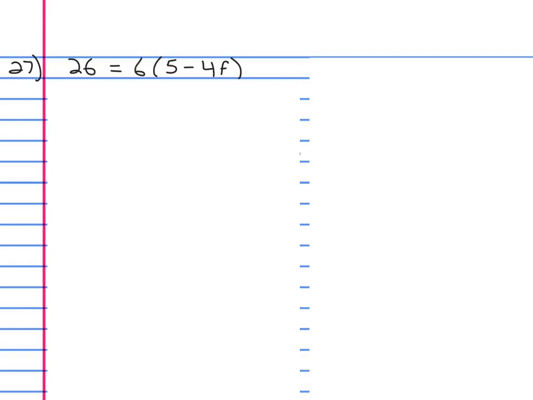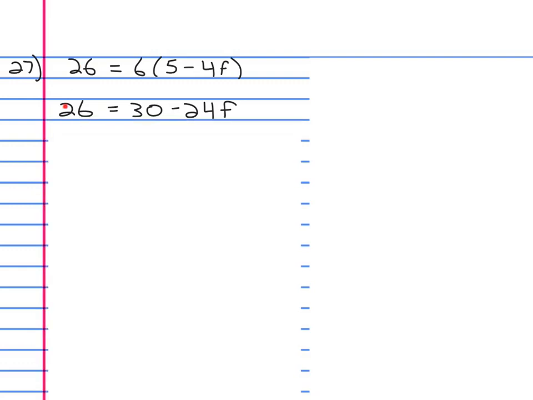So we need to say, I need to multiply that by 6 and multiply that by 6 separately to get rid of the parentheses, okay? That's the first thing you need to do. So what is 6 times 5? 30. What is 6 times negative 4f? Negative 24f. So we've got on that side now 30 minus 24f, and on the left-hand side, it continues to be 26.